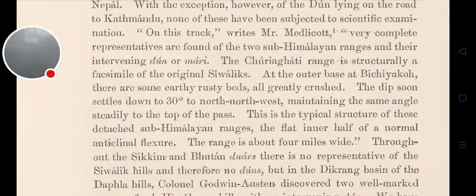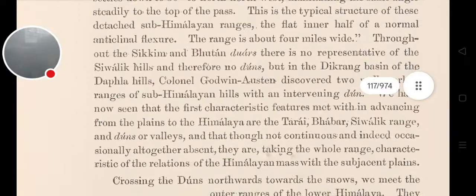The Churya Ghati range is structurally a facsimile of the original Sivaliks. At the outer base at Bichiako, there are some earthy rusty beds, all greatly crushed. The dip soon settles down to 30 degrees to north-northwest, maintaining the same angle steadily to the top of the pass. This is the typical structure of these detached sub-Himalayan ranges, the flat inner half of a normal anticlinal flexure. The range is about 4 miles wide.